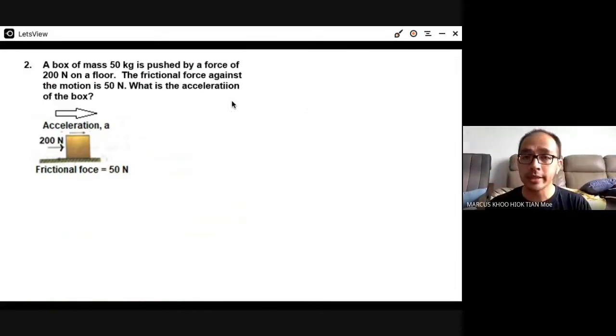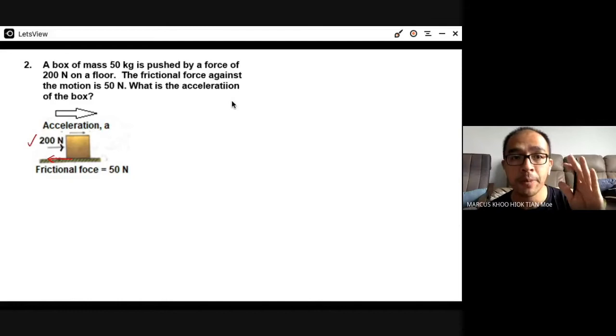Okay, let's consider this situation now. Okay, that box of mass 50 kilograms is pushed by a force of 200 newtons. So here dia kena tolak 200 newtons. The frictional force against the motion is 50 newtons. Okay, so if you cannot see here, the frictional force is to this direction lah. Okay, frictional force mesti sentiasa menentang pergerakan. That's why it's called friction. Okay, what is the acceleration of the box?